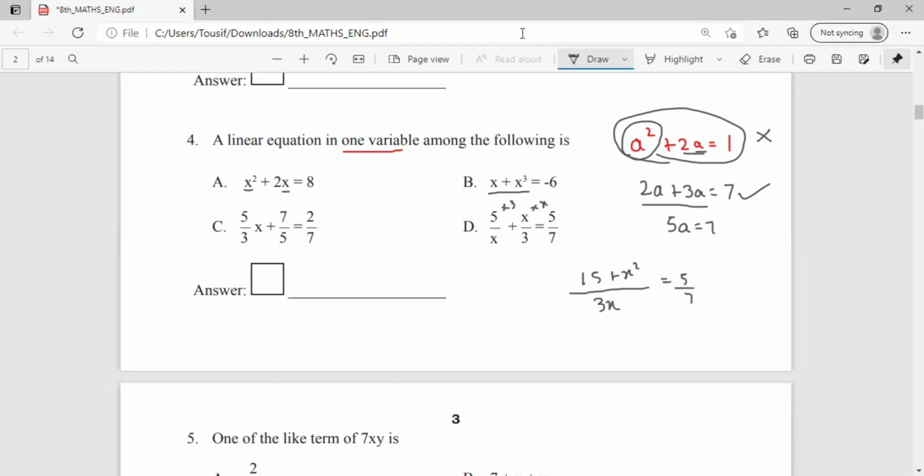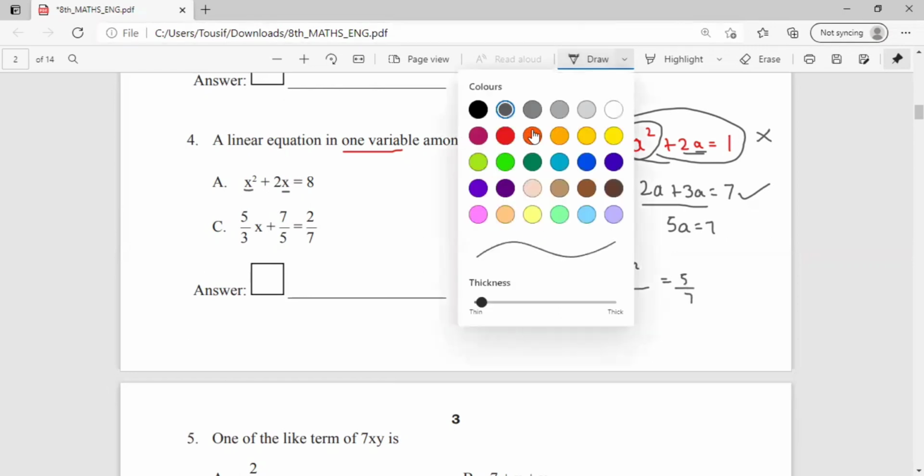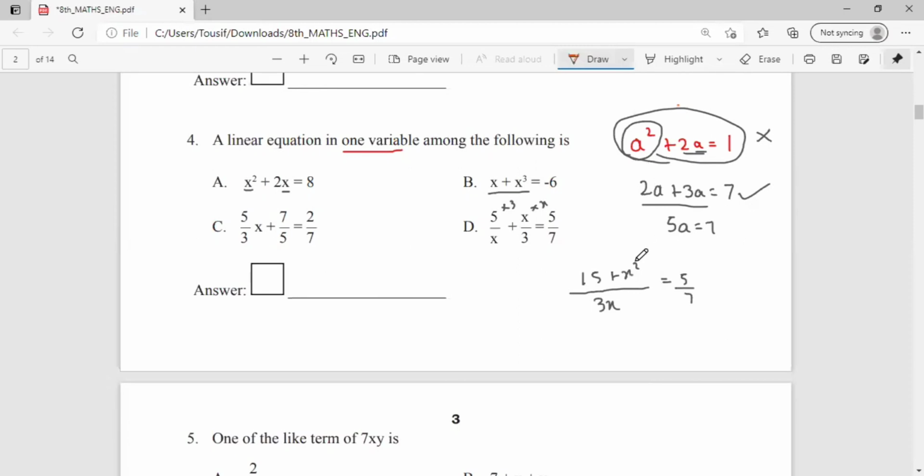Then again you have to cross multiply, and you can check it here. We are getting two different variables. As you can see, in the numerator we are getting x square, in the denominator we are getting x. When you cross multiply, they come to the numerator and we will not be able to solve it. So option D becomes a two variable equation. We are left with only one option, that is C. C is the right option for us.